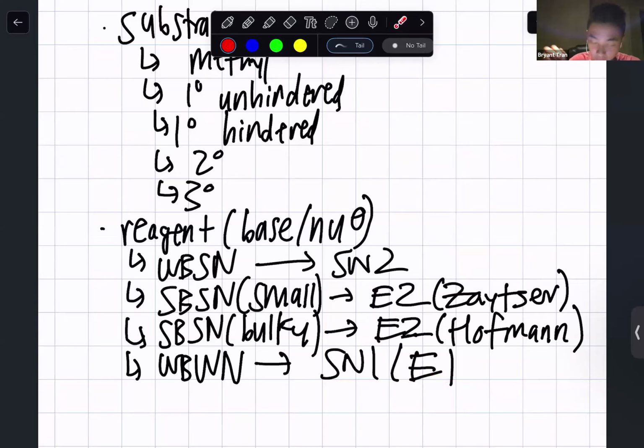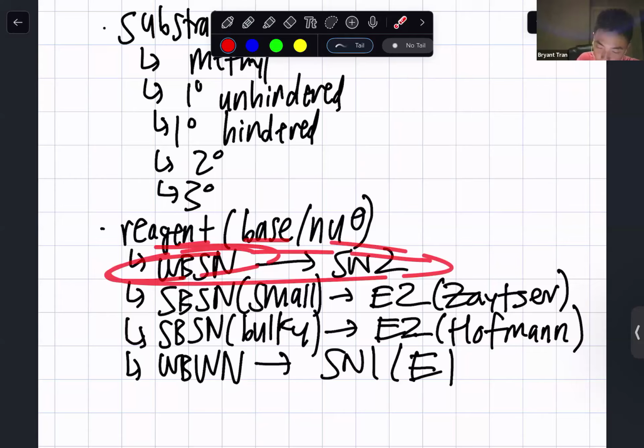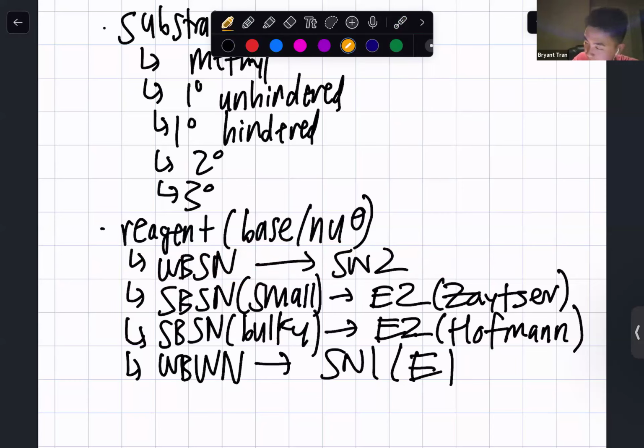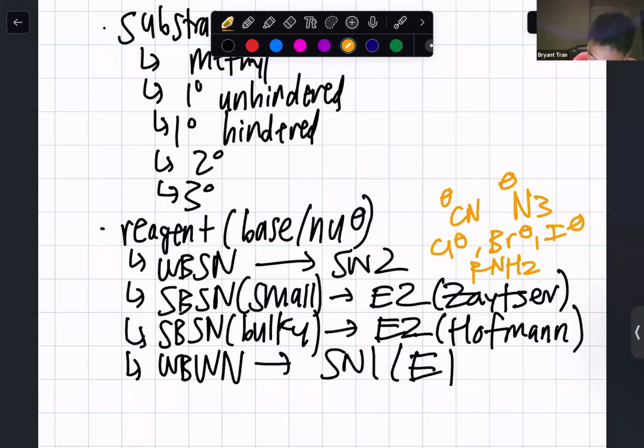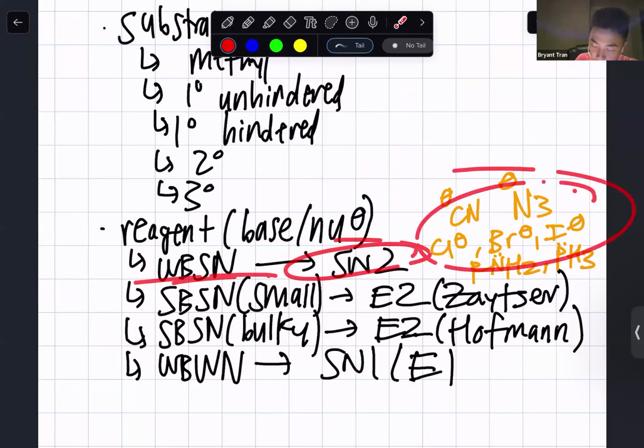Okay. So we went over SN2 already with the weak base, strong nucleophile, and I'll give examples of some of them. There's CN minus, there's N3 minus, there's the halogens, Cl minus, Br minus, I minus. There's the neutral amines. It has to be neutral amines. It can't be negatively charged. If it's negatively charged, it would be something else. There's the phosphorus, right, with the pair of electrons. So those are the SN2 reagents that you'll most likely see.